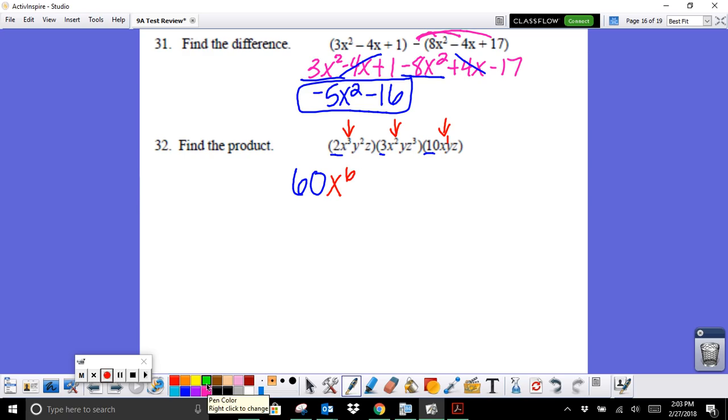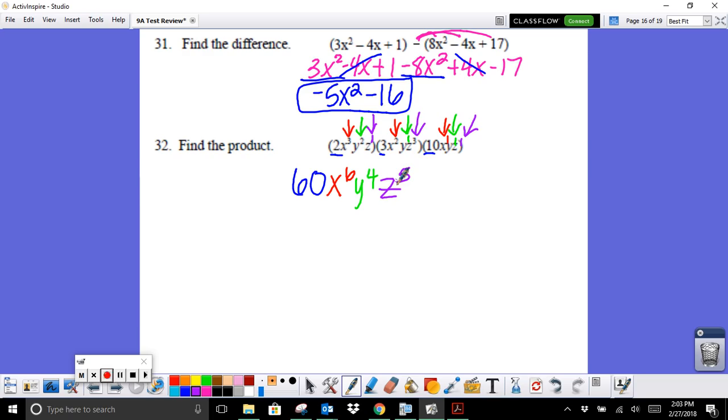Now I'm going to look at my y's. I have y squared, y to the 1, and y to the 1. So 2, 1, 1, that's going to be y to the 4th. And then I'm going to look at my z's. I have z to the 1 and z to the 1. Oh, and z to the 3. I missed that one. So 1, 3, and 1, that'll be z to the 5th. That's all you have to do there.